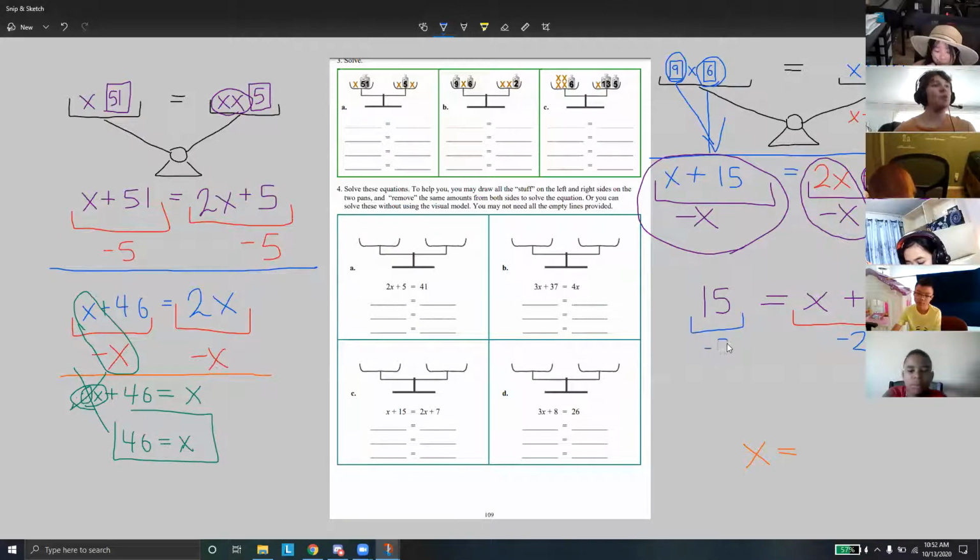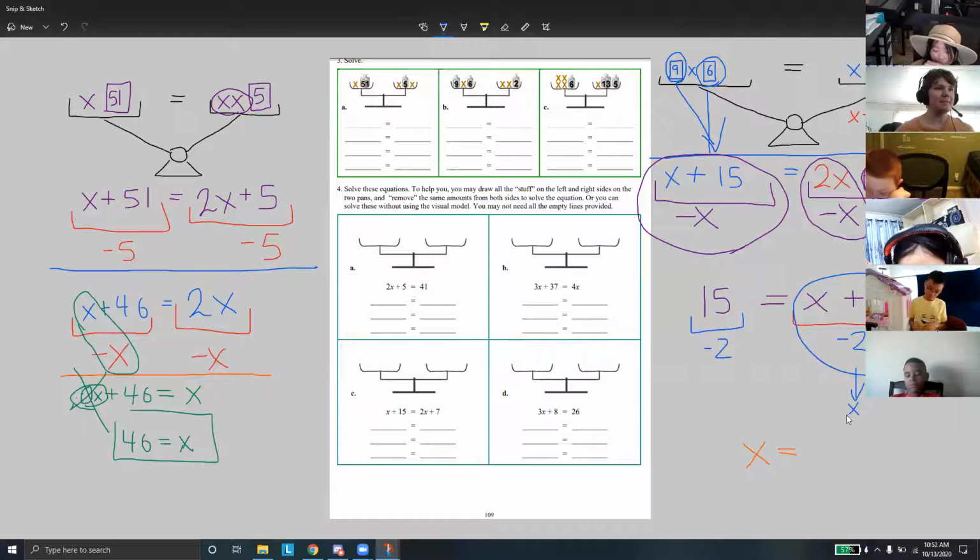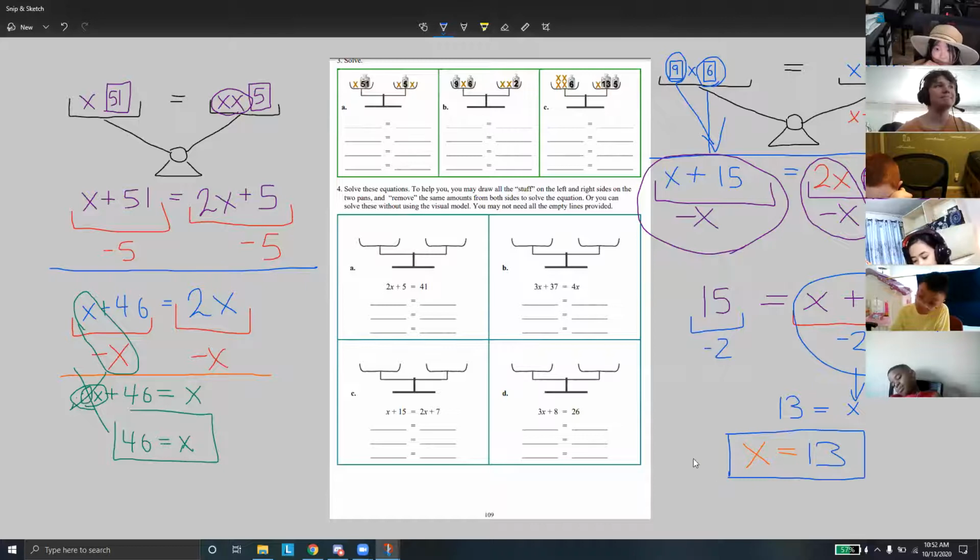Yep. And so remember, we're balancing the equation. That means both sides need to be equal, which means if we minus 2 from the right side, we need to minus 2 from the left side so that they're equal. So x plus 2 minus 2 is equal to x, right? X. And then 15 minus 2 is equal to 13. So our final answer is 13. X equals 13.